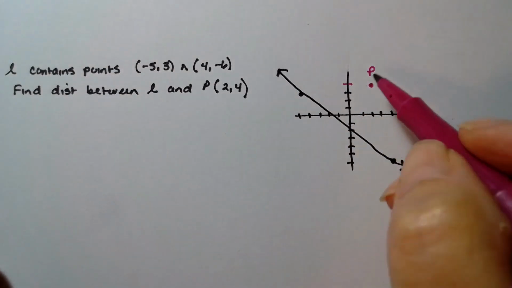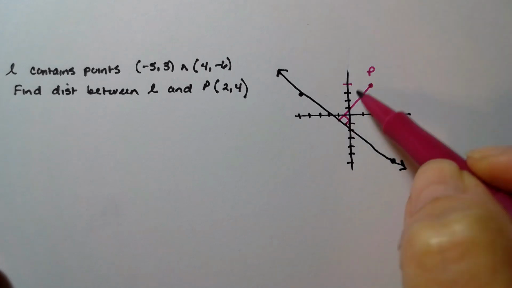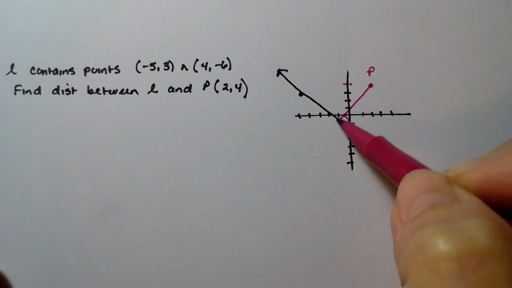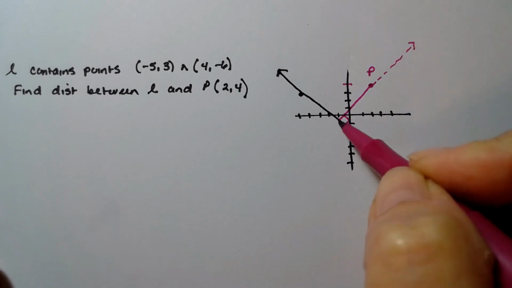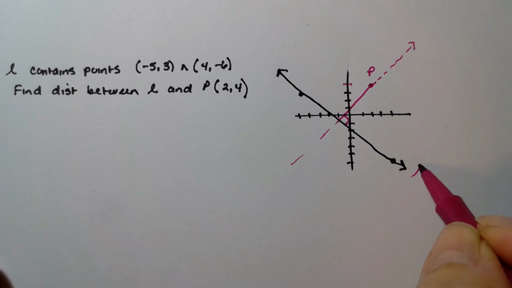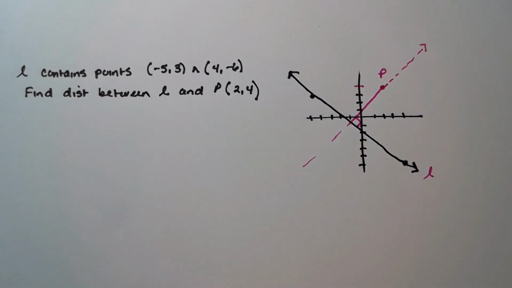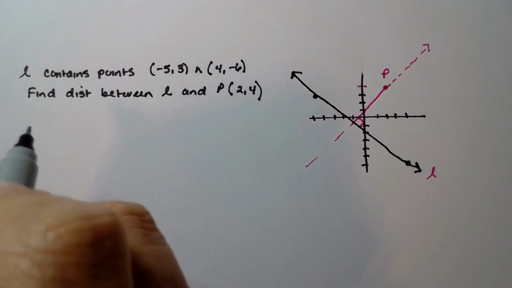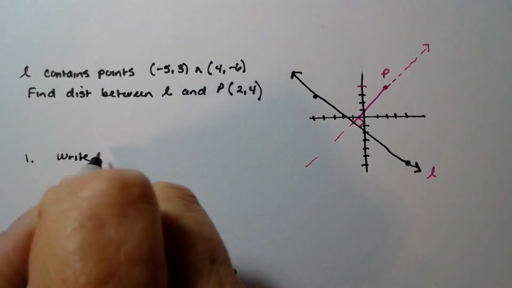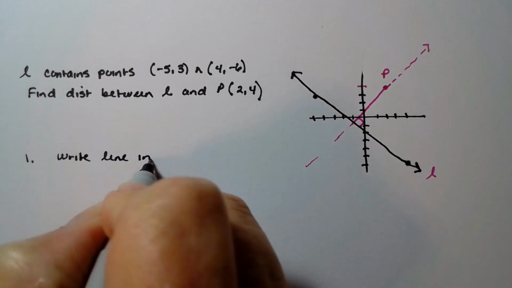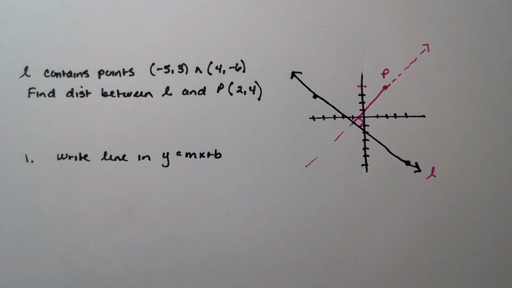And remember that the shortest distance is going to be this perpendicular distance. So if I extend this out, this is just some point on a line perpendicular to this given line L. Okay? So the first step that I need to do is write the equation of the line in y equals mx plus b, or what we call slope-intercept form.